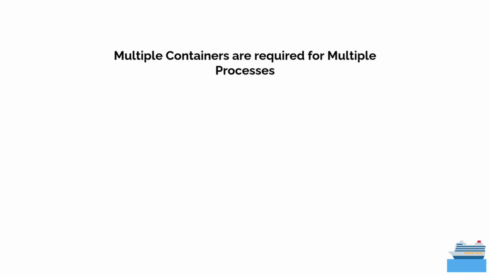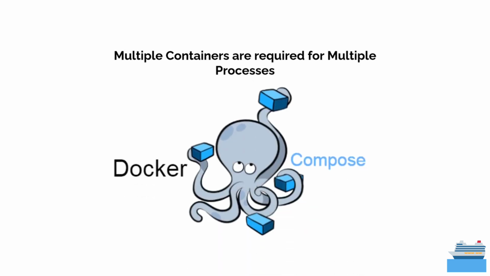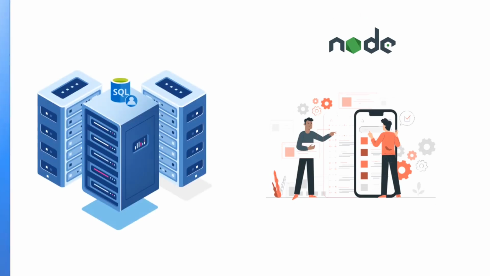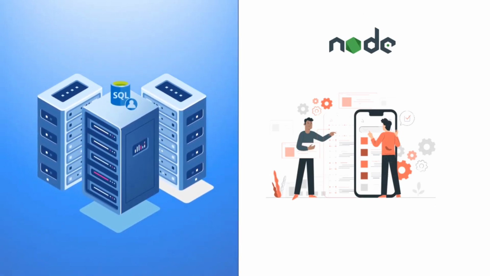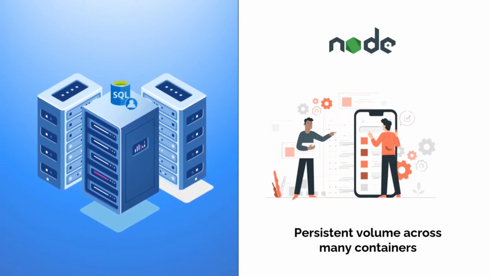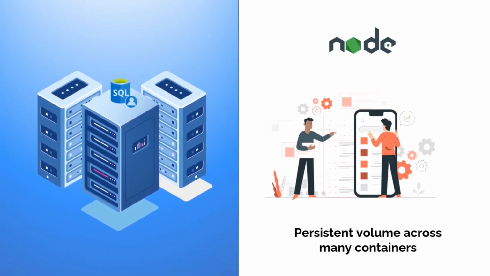Try to keep each container to a single process. You'll need many containers if your app requires multiple processes. Docker has created a tool called Docker Compose specifically for this purpose. Assume you already have a Node app, but it requires access to your MySQL database. You also want the volume to be persistent across many containers in the database. Docker Compose can handle all of this.